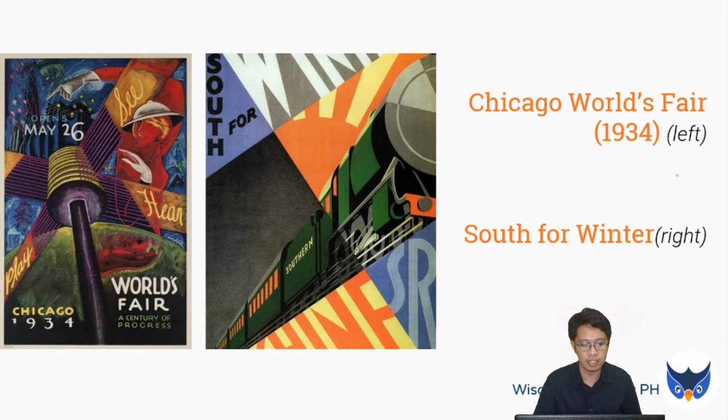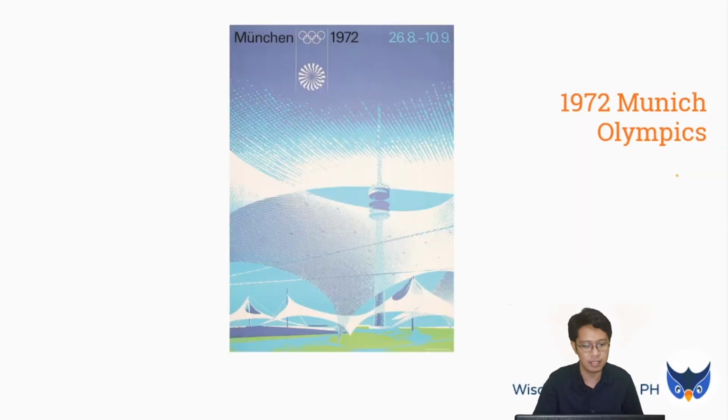So, diagonal lines, connotation niya ay movement. As we can see dito sa example na South for Winter, it's a train na mas may dating yung movement niya kapag naka-incline siya than horizontal. So, if you want something to emphasize movement, it's better to use diagonal lines than horizontal lines. Next, we have our curved lines. So, curved lines denote flow or smooth transitions, as we can see in this poster.